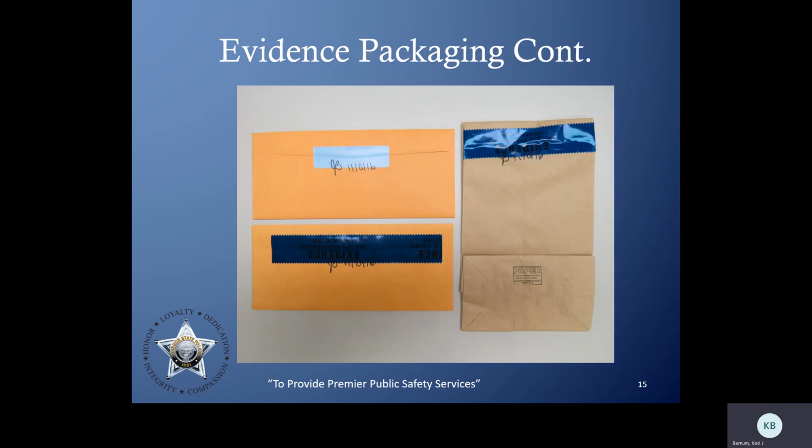These photos all show the acceptable way to initial evidence tape seals. You want to sign your initials or your full name so that the writing is across both the tape and the packaging. So don't sign just within the tape. Make sure that part of that signature or your initials is actually continuing onto that envelope or brown paper bag.